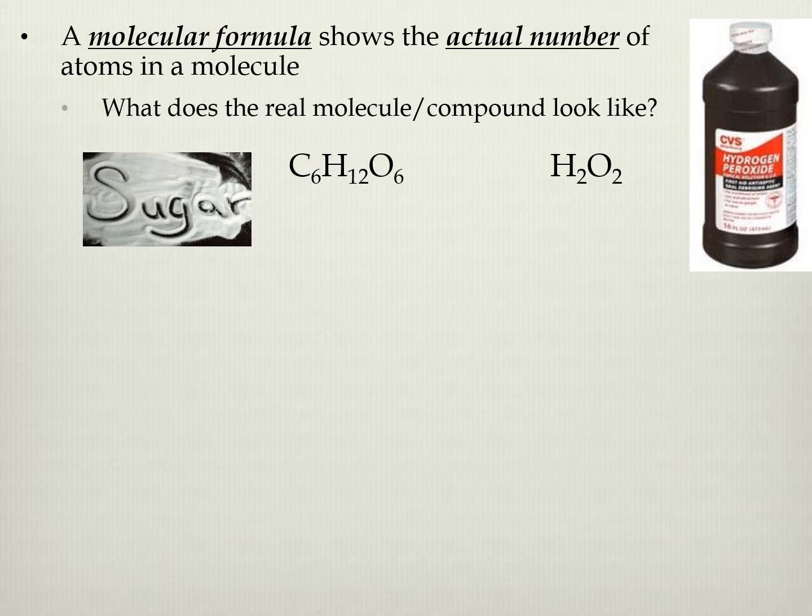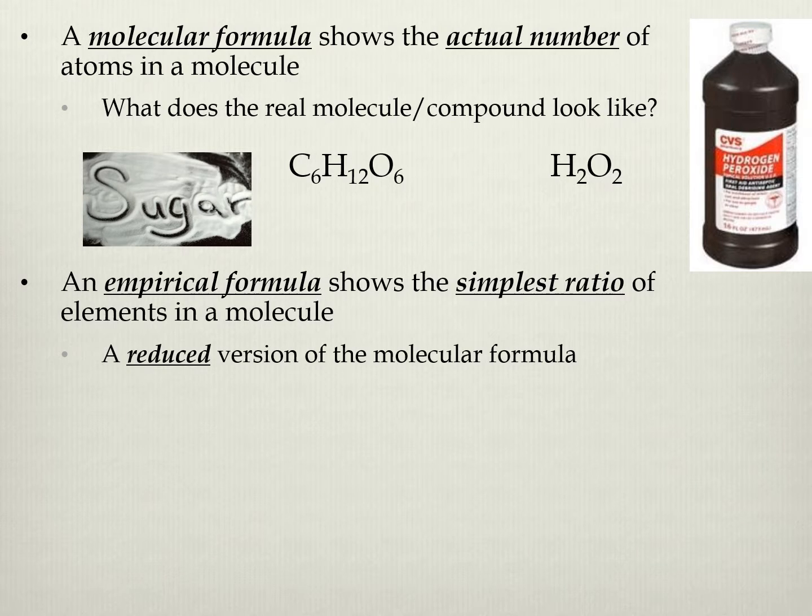Hydrogen peroxide you may see in a pharmacy or in your kitchen cabinet or a bathroom cabinet. It has 2 hydrogens and 2 oxygens, a 1-to-1 ratio, but 2 of each one. It looks kind of similar to water, but you definitely don't want to drink this stuff. It's 2 hydrogens and 2 oxygens compared to water that has 2 hydrogens and 1 oxygen. So molecular formula tells you the actual number, the recipe of whatever this molecule looks like.